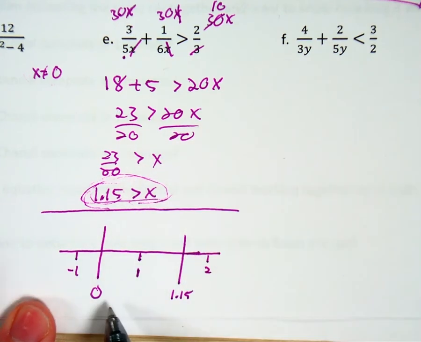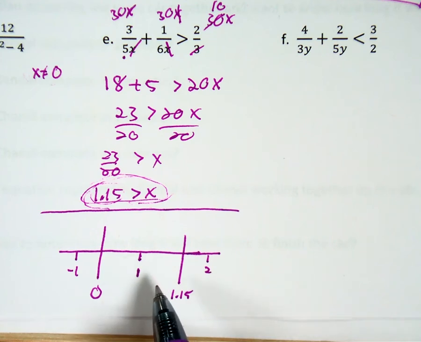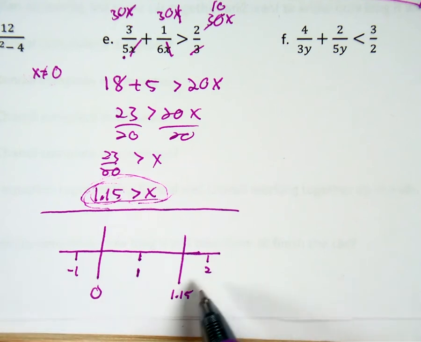Okay, what's really nice about this, what's a nice number between 0 and 1.15 is 1. Okay? What's a nice number? So this has to be any number on this side of 0 on the number line and any number on that side of 1.15. Okay?